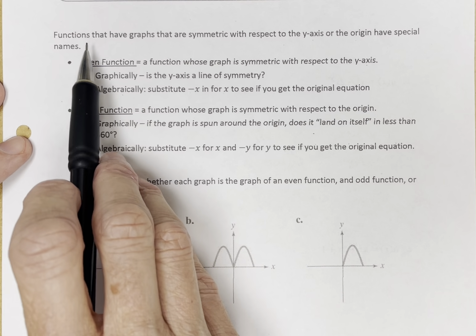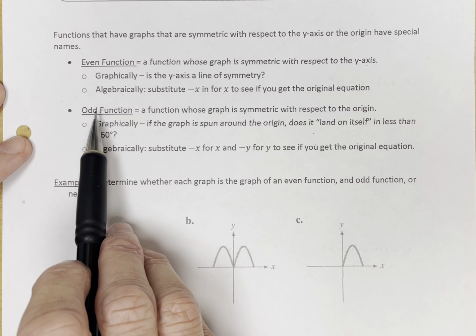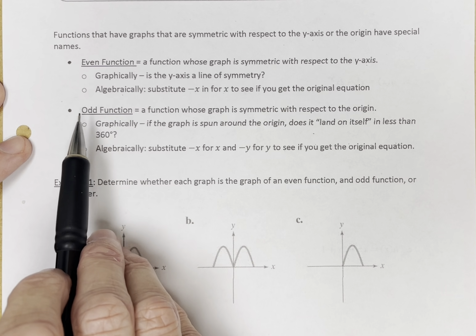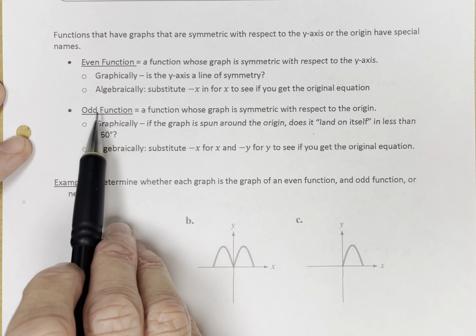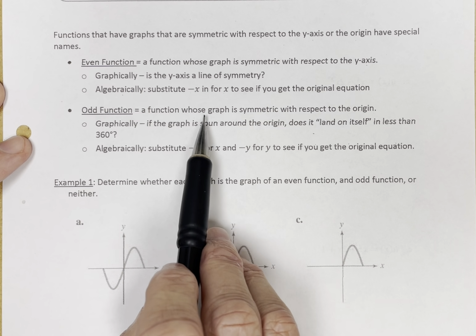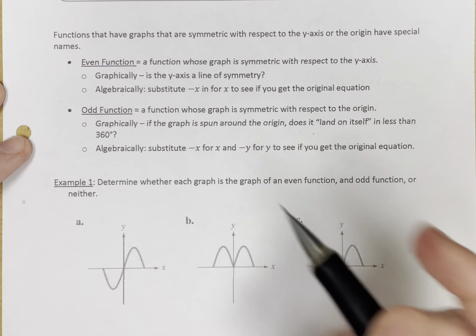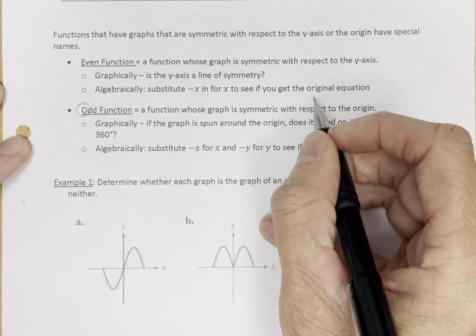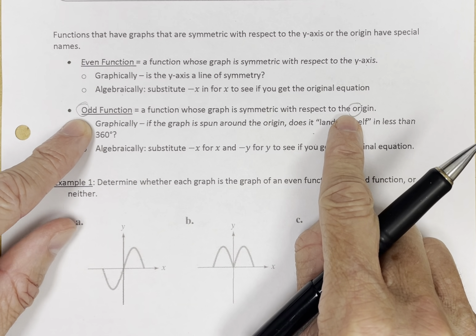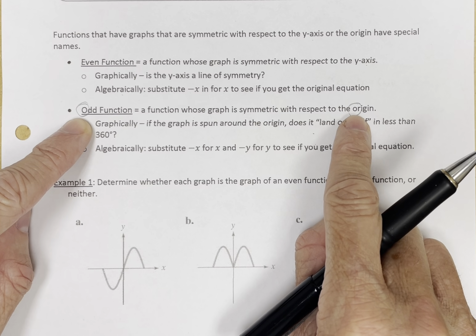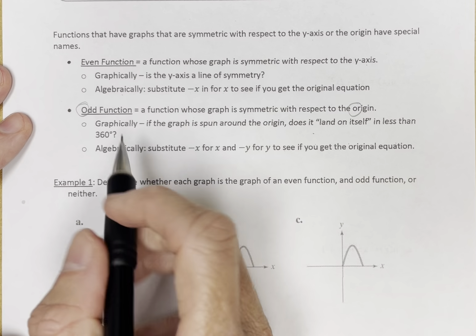Okay, if a function is symmetric with respect to the origin, we can also call that function an odd function. So an odd function is a function whose graph is symmetric with respect to the origin. Odd, origin, if that'll help you. That's a little mnemonic. If this function is an odd function, it is symmetric with respect to the origin.